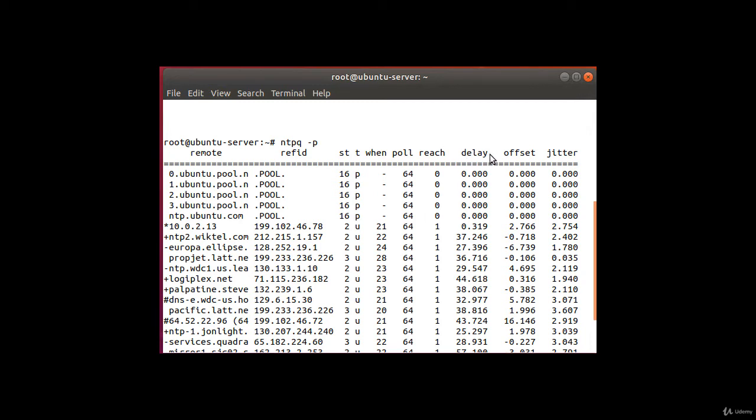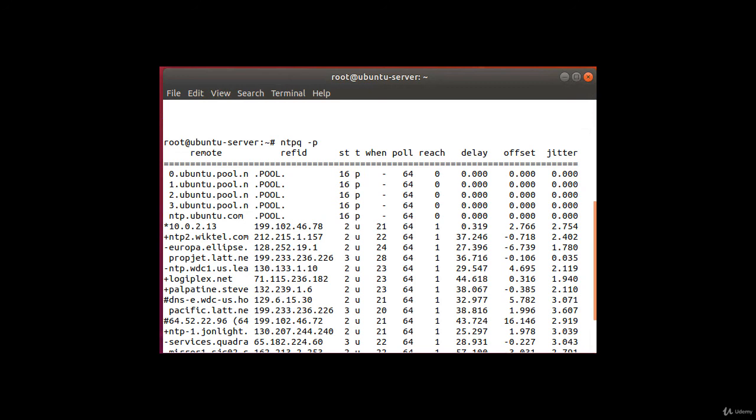Next one is delay. This value is displayed in milliseconds and shows the round trip time, or RTT, of your computer communicating with the remote server. Next one is offset. This value is displayed in milliseconds using root mean squares and shows how far off your clock is from the reported time the server gave you. It can be positive or negative. Okay, so for the first five, as you can see, there is no difference, so there is no offset. And on some of the servers it's higher, and some it's negative.